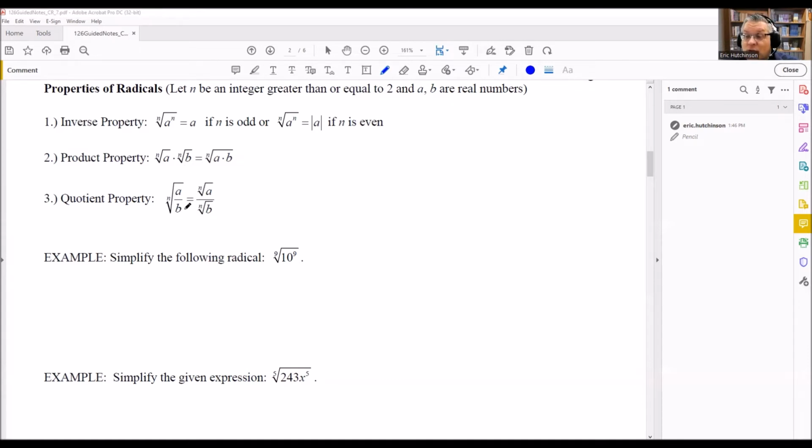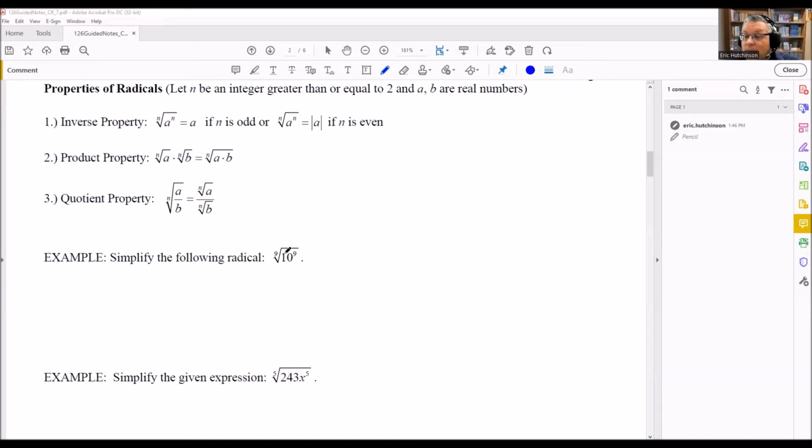You might have a case where you've got 1 big radical, and you can separate it by taking the nth root of the top and the nth root of the bottom separately, or you might have these separate and you want to take them back into 1 radical. So you can go either direction with these. Now let's apply these properties with a couple examples.